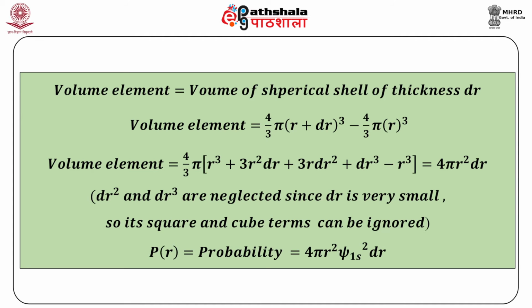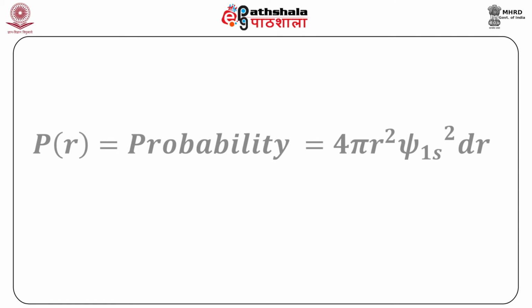Now this is the volume element. If this volume element is multiplied by the corresponding probability density, as you can see here, we get P(r), that means equals to probability, and that is 4 pi r square psi 1s square dr. This is for the ground state of the hydrogen atom. So now this term 4 pi r square psi 1s square will be called the radial distribution function.